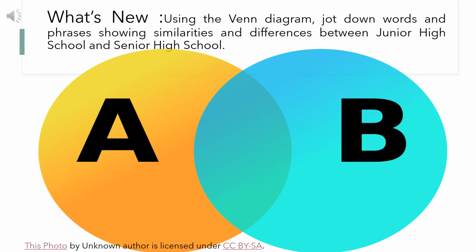So we are done filling out that Venn diagram. But I do expect you to list more words or phrases under junior high school and senior high school and spot the similarities between the two. So that's how we accomplish a Venn diagram. Okay? Let's have the next slide.